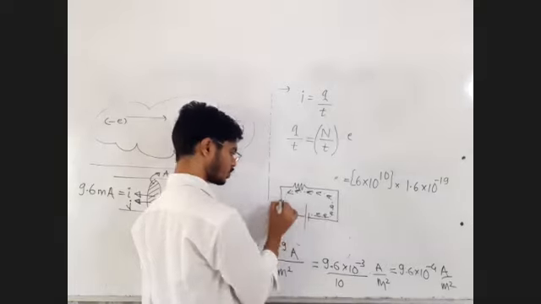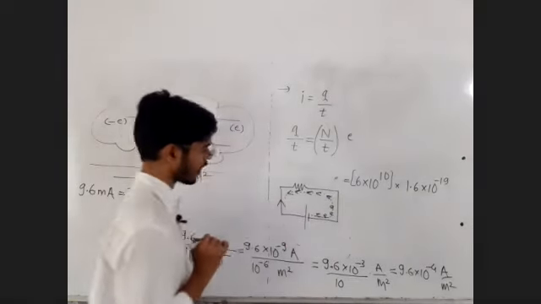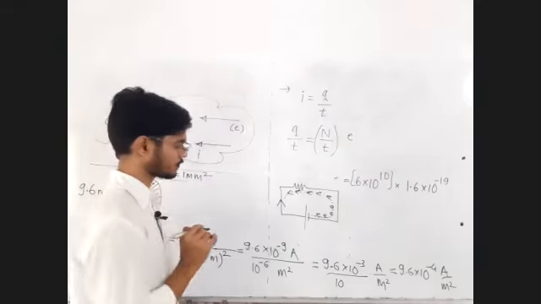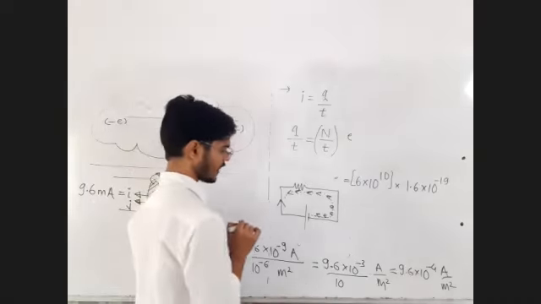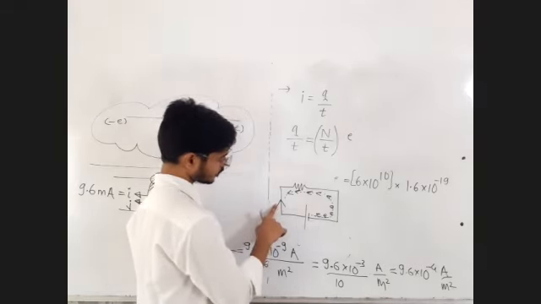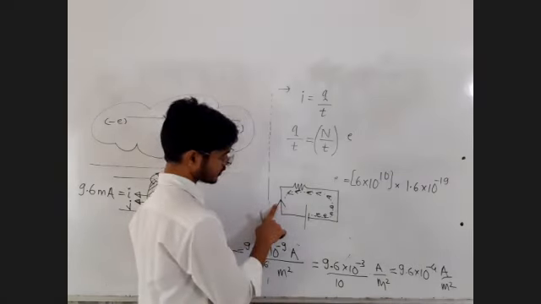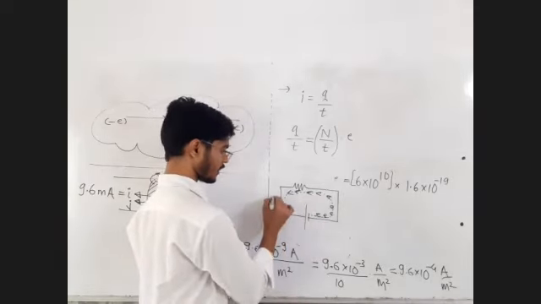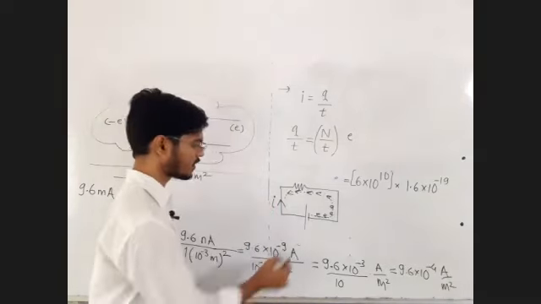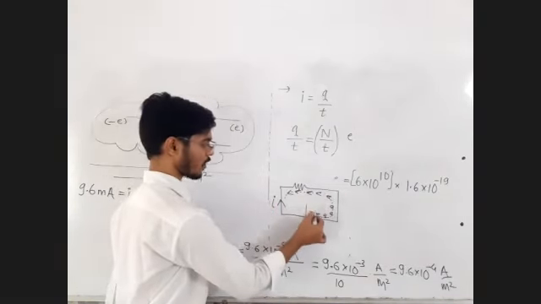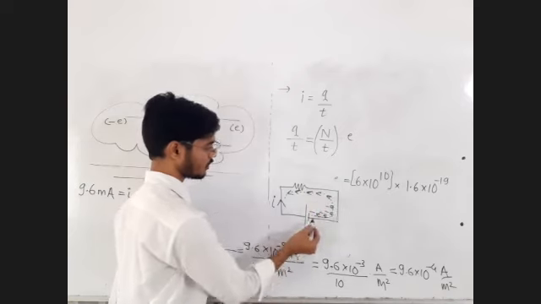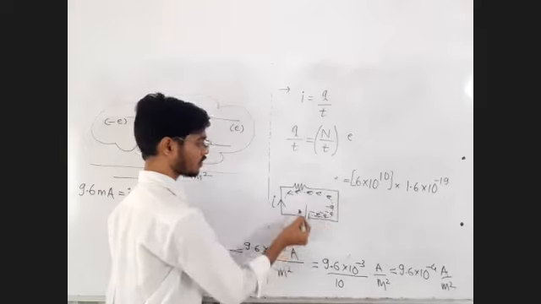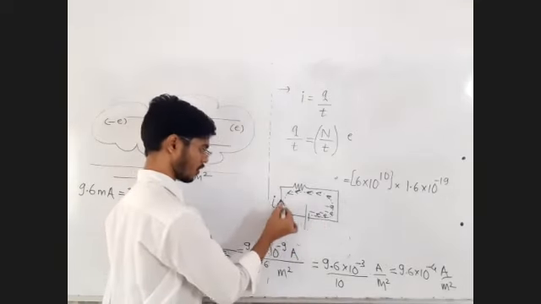But current is shown on the wire like this. Why? Because direction of current is direction of positive charge. If direction of current is direction of positive charge and electrons are moving like this anti-clockwise, then why do we take current as clockwise? It means that when the negative charge moves anti-clockwise, it is equivalent to positive charge moving clockwise. So the current is taken clockwise.